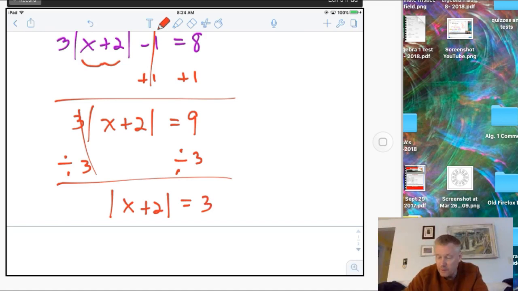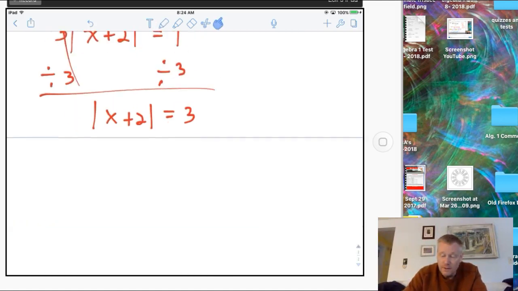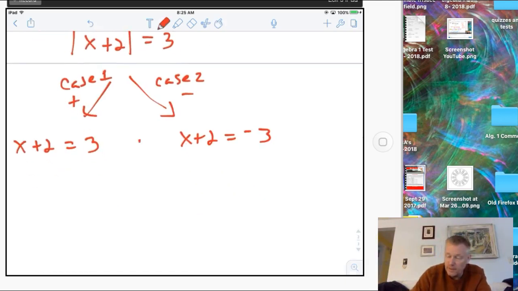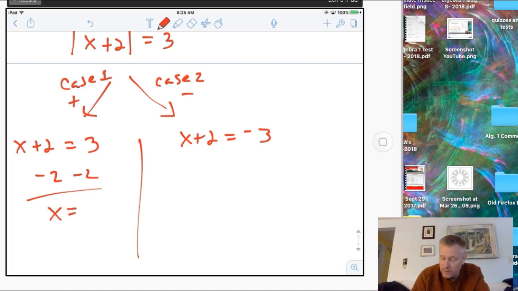9 divided by 3 is 3. All right, now I've got the absolute value all alone. Now I can break it up into case 1 and case 2. Case 1 will be the plus, case 2 will be the minus. So I got x plus 2 equals 3. Over here I got x plus 2 equals negative 3. And I'm going to draw a line down the middle, solve my 2 equations, and get my 2 answers.